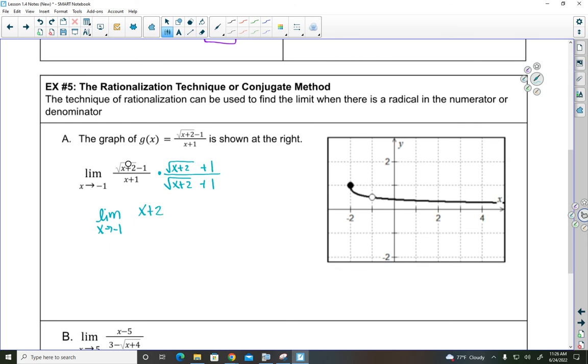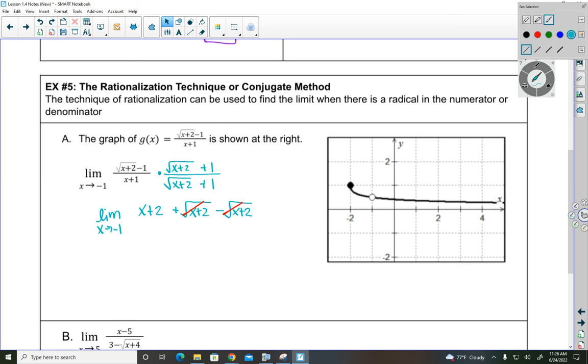Okay, if I take the square root of x plus 2 times 1, I'm just going to show it, you're going to get square root of x plus 2. If I take negative 1 times the square root of x plus 2, we get negative square root of x plus 2. And hopefully you realize right away that both of those will cancel out. That's why we write conjugates. So then negative 1 times positive 1, we get negative 1.